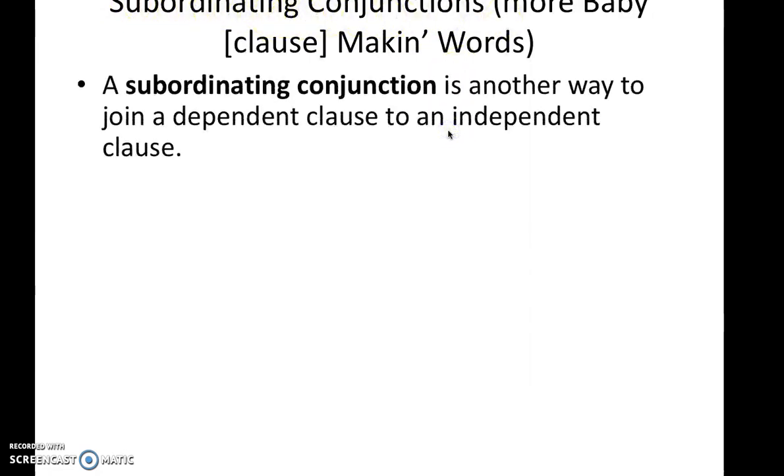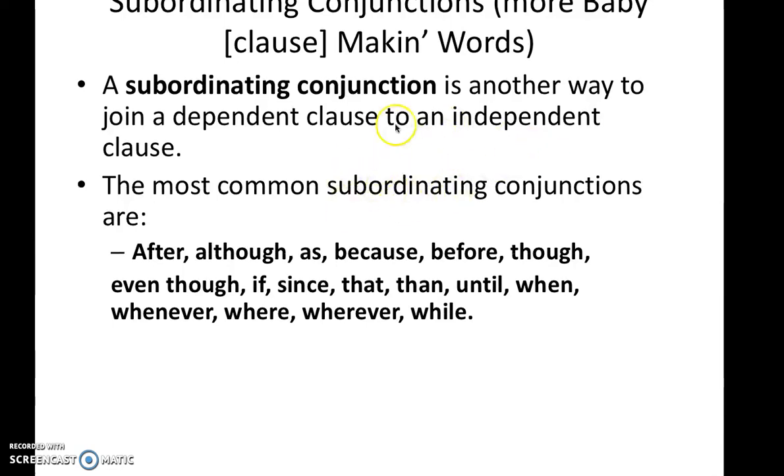Now, going along with that, there are also things that we call subordinating conjunctions, and it's cut off here a little bit, sorry about that. But there are more baby clause making words. Subordinating conjunctions, just like the coordinating conjunctions, are FANBOYS. Our FANBOYS connect like things, this and that. Subordinating conjunctions connect things that are not equals, such as independent clauses and dependent clauses, and these are the most common. These are the ones that I'm going to expect you to know, so you should have them in your notes. After, although, as, because, before, though, even though, if, since, that, than, until, when, whenever, where, wherever, and while.